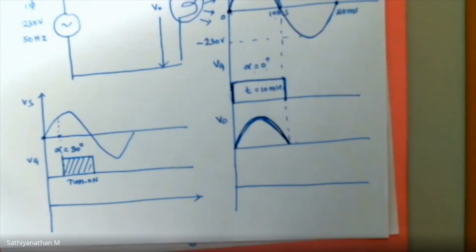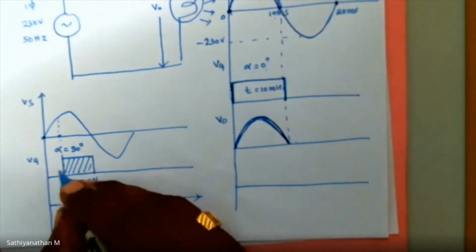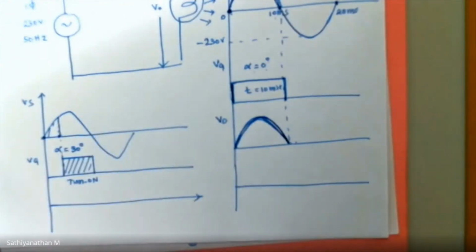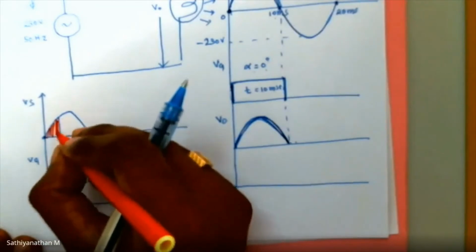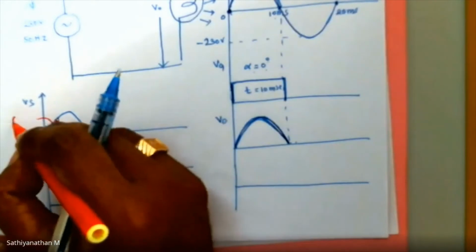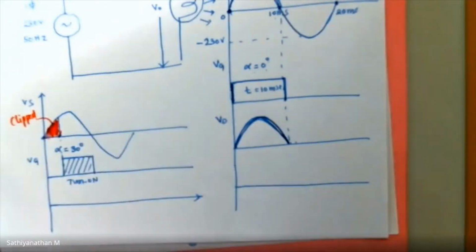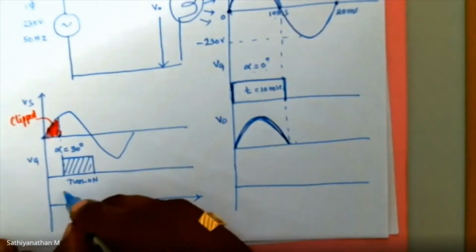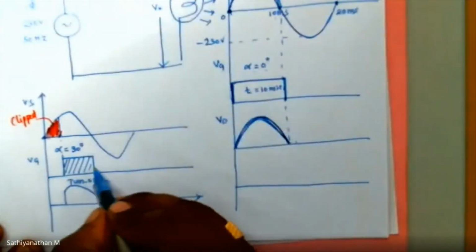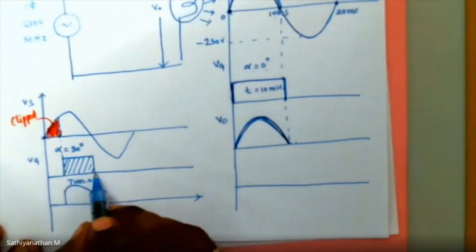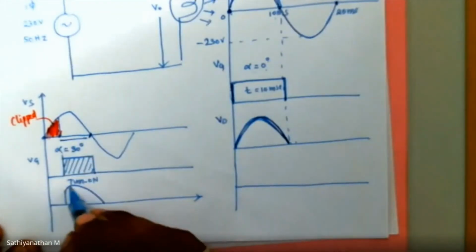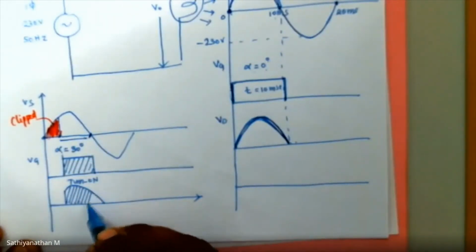What will be the output? So you will get this waveform. During this interval, nothing will appear, right? This portion is clipped or removed, and you may get only this waveform, right? Because the device is active only during this interval from 30 degree to 180 degree. So this is an active period of the device, and you will get only this output.